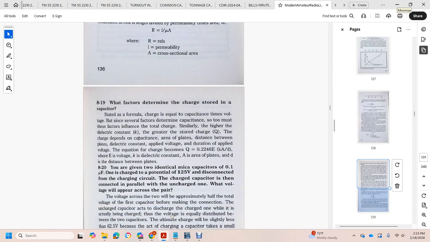What factors determine the change of the charge stored in a capacitor? From the formula, charge is equal to capacitance times voltage, so it is simple. Several factors determine the capacitance, and these factors influence the total charge.